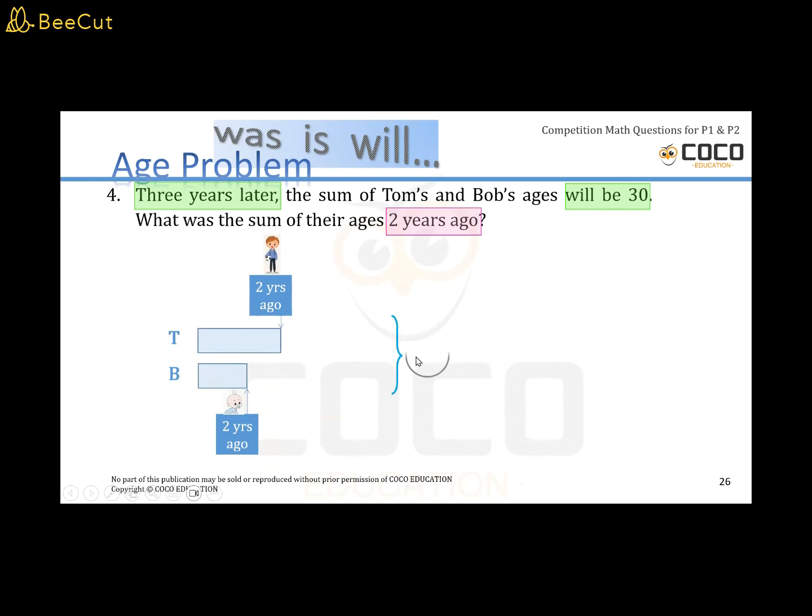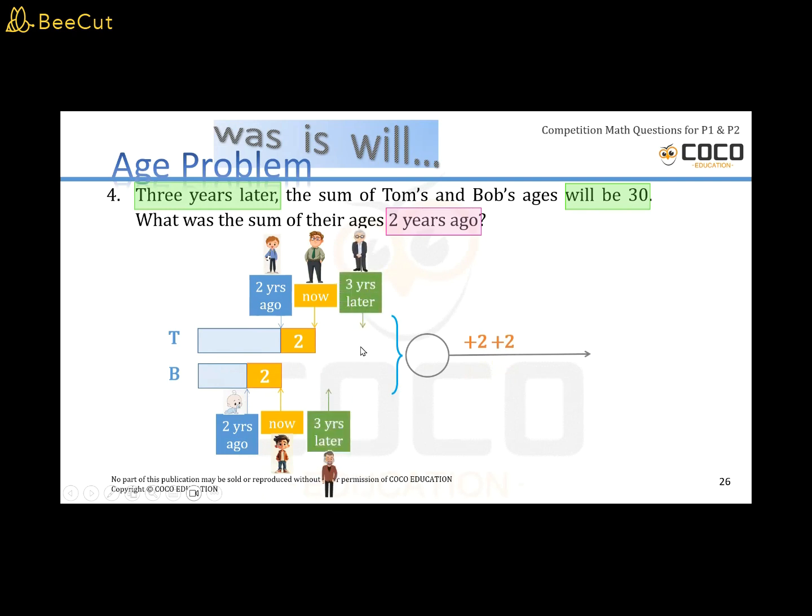But the sum, I don't know. This number is what I want. Then I start to turn the clock. From 2 years ago to now, everybody getting 2 years older. So the sum, I should plus 2 for Tom, plus another 2 for Bob. From now to 3 years later, both of them getting 3 years older again. On the sum, I should plus 3 for Tom, plus another 3 for Bob. Then I know that the sum 3 years later is 30.